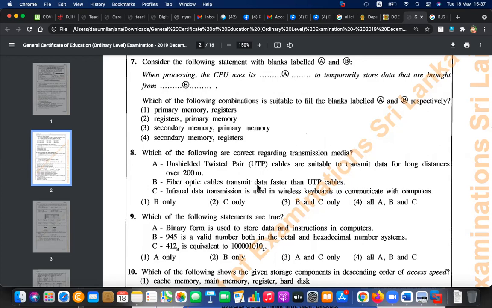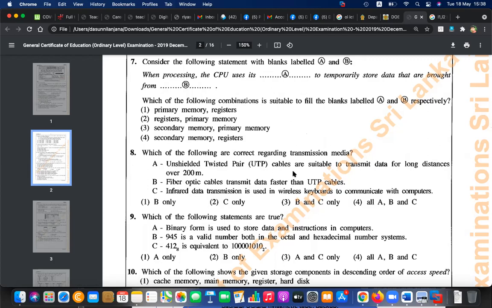Okay. Then fiber optic cables transmit data faster than UTP. Yes, fiber optics are super faster than UTP. That is true. Infrared data transmission is used to wireless keyboard to communicate with the computers. Yes, infrared can be used with wireless. So answers are what? B and C for question number 8. B and C is the answer. A you can't take, right? A is for short distance. So please write down that somewhere.